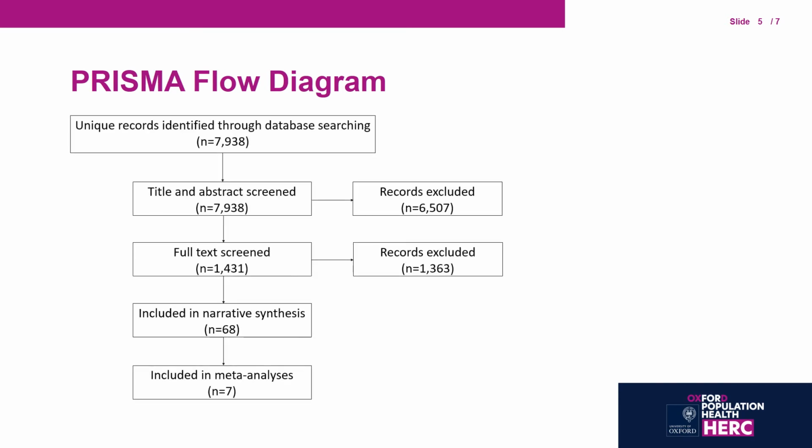The below PRISMA flow diagram gives you some of the preliminary results from our search term and inclusion criteria. We searched 4 databases: Medline, PsycInfo, EconLit, and the NHS Economic Evaluation Database, and identified nearly 8,000 unique studies. After the title and abstract were screened, we managed to exclude 6,500, and after the full text was screened, we had a total of 68 to be included in the narrative synthesis, and 7 were deemed eligible for meta-analyses.